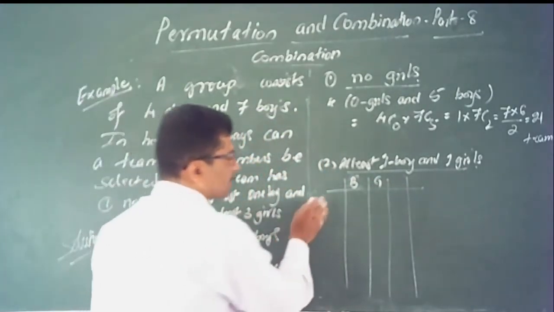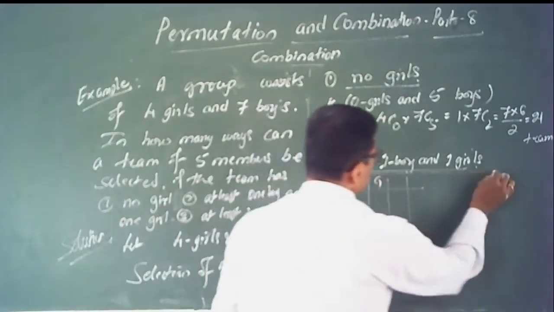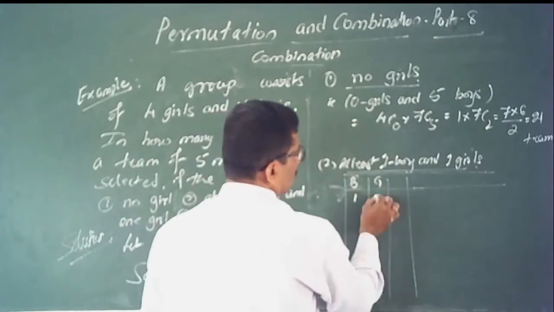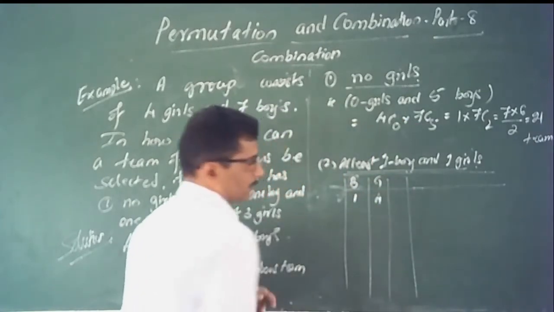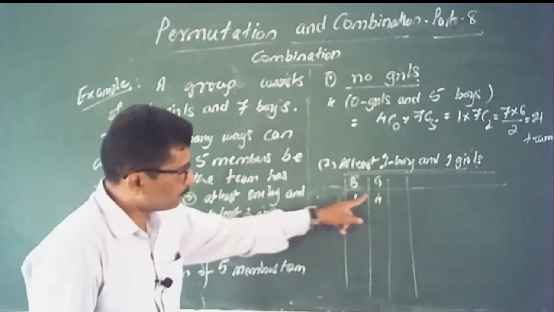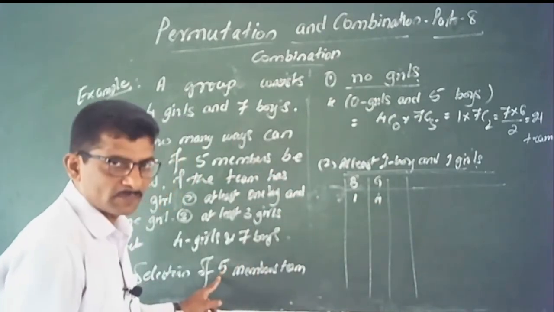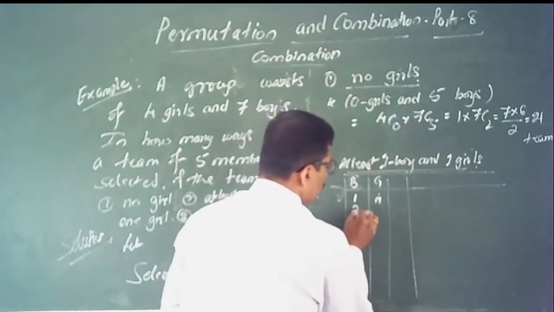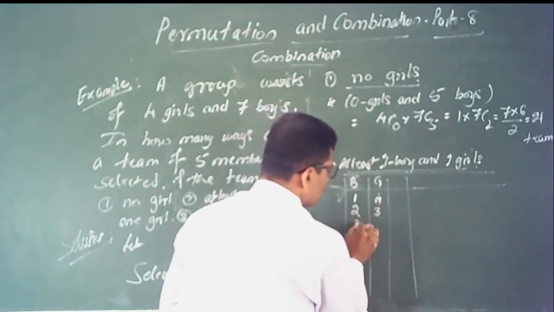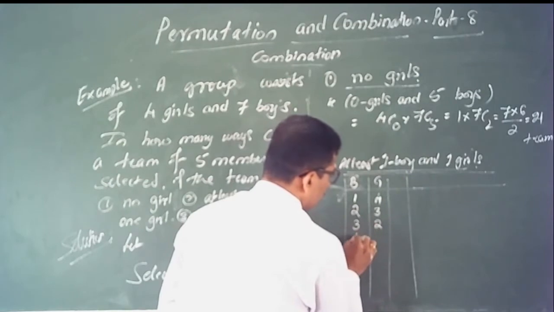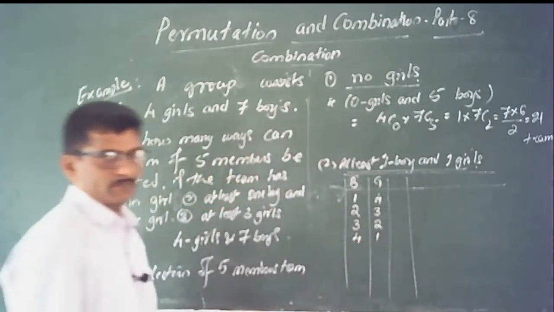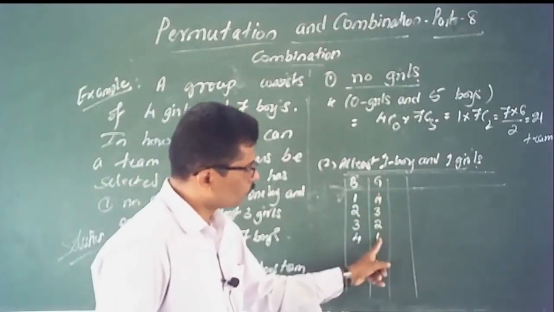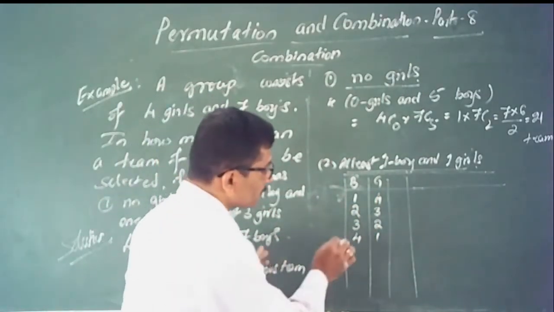The possible cases are: 1 boy, and since total is 5, that means 4 girls. The total number of members is 5. Condition is minimum 1 boy and 1 girl. 2 boys, 3 girls. 3 boys, 2 girls. And 4 boys, 1 girl. Is it clear? Minimum one boy and minimum one girl. These are the possible cases.